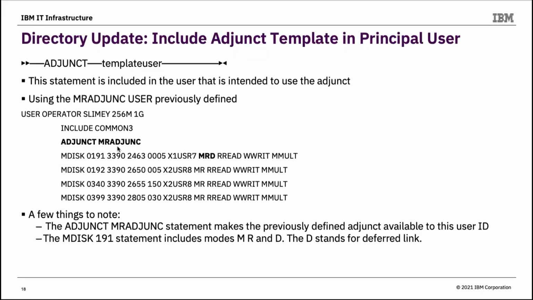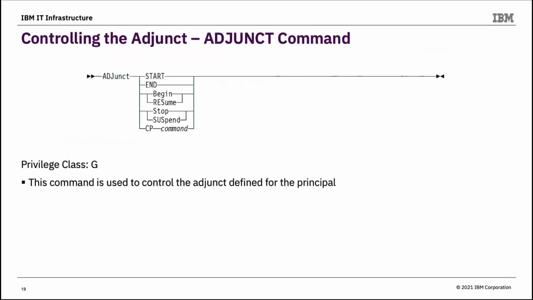A few things to note here is the D option on the mdisk 191 statement. In this case, D stands for deferred, and basically what it does is we'll wait until either your adjunct or your principal is active and will link the disk to whichever virtual machine becomes active first. Something important to note is you don't really want to have write access to the same disk from your principal and your adjunct. So this is an overview of the adjunct command.